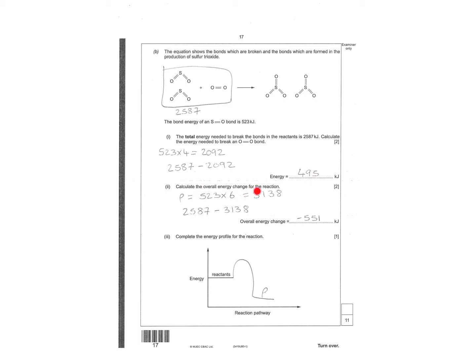Calculate total energy in the products. 6 times 523 gives you 3,138. Take that away from the reactants, so reactants is that. Take away that from products, that's minus 551. And then that's exothermic, so your products are going to be lower.